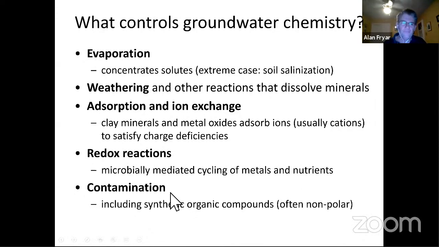include redox reactions. And then finally, contamination is just a really broad category. There are all types of compounds or solutes that can be contaminants. And so I'll talk about certain ones of those.